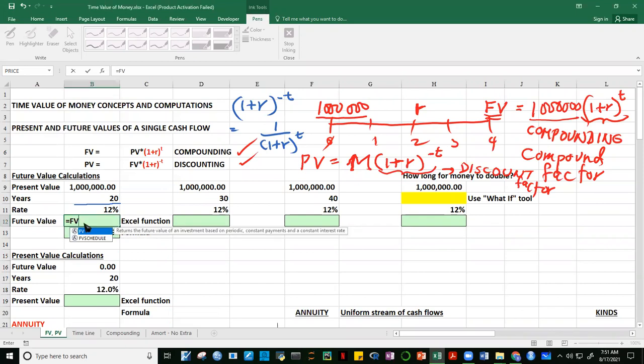Before I type the parentheses, Excel gives a definition of the FV function. It returns the future value of an investment based on periodic constant payments and a constant interest rate. So the FV function in Excel returns the future value, based on periodic constant payments. We have a constant payment, just one payment of 1 million, and a constant interest rate.